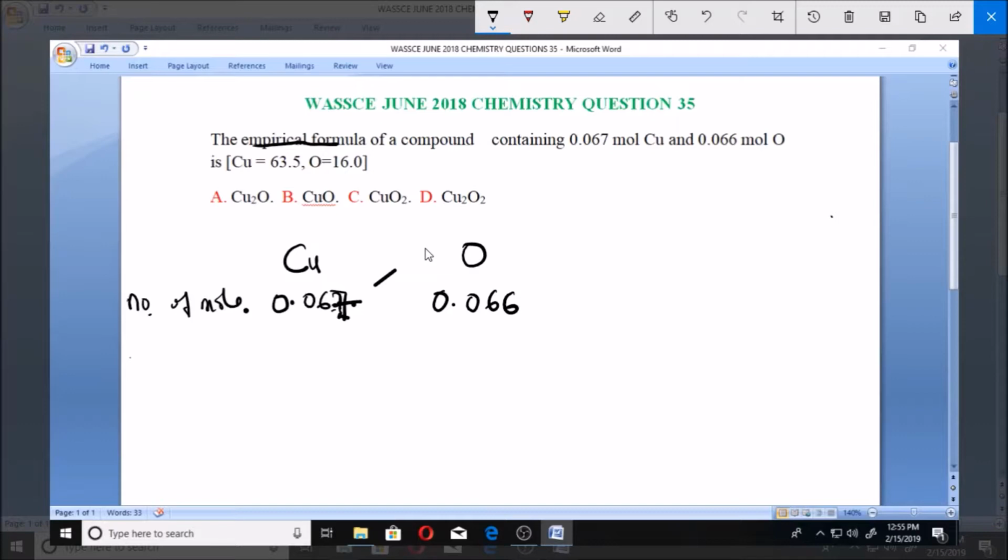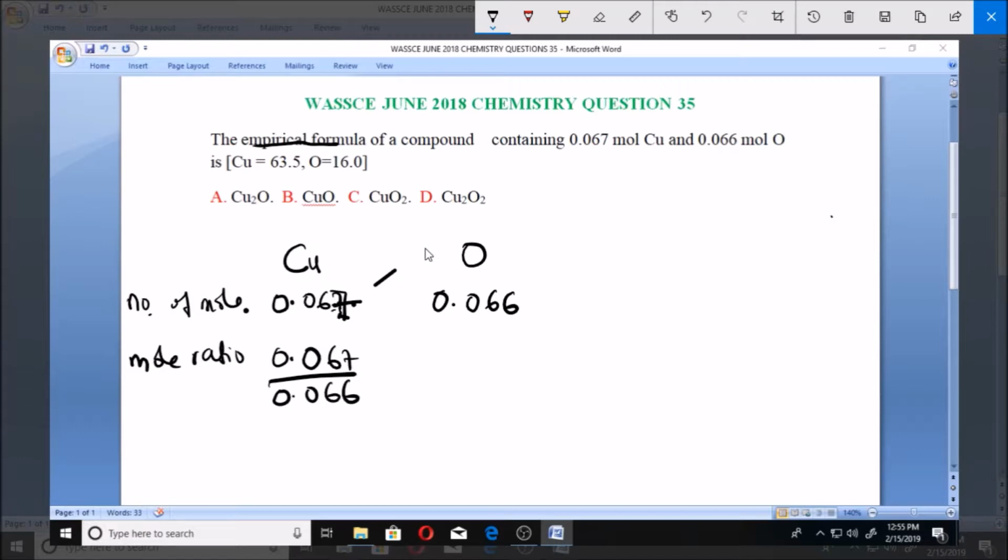Now we are going to check out the mole ratio. You get it by dividing by the smallest value in the two that you're comparing. So you can see that 0.066 is smaller than 0.067. So we're going to divide through by the smaller one.